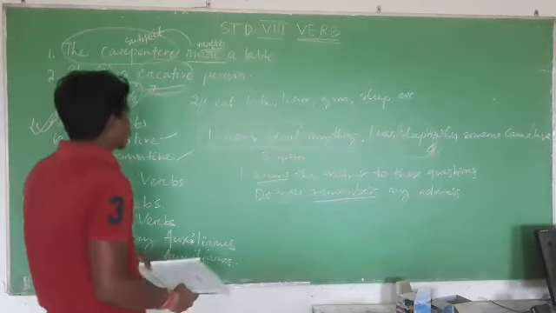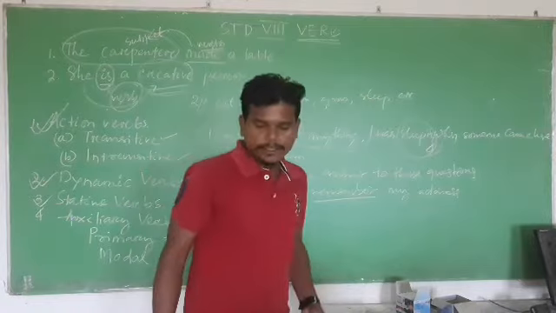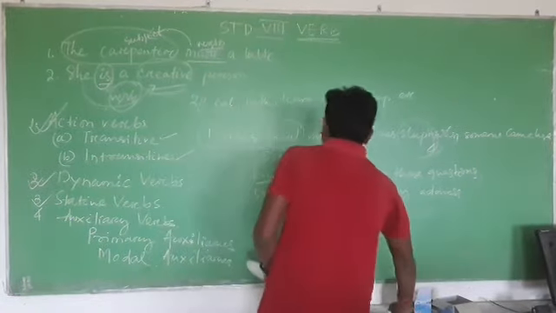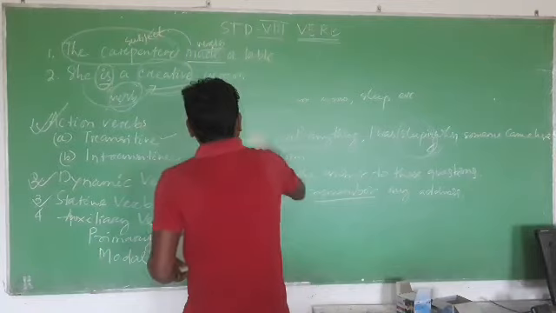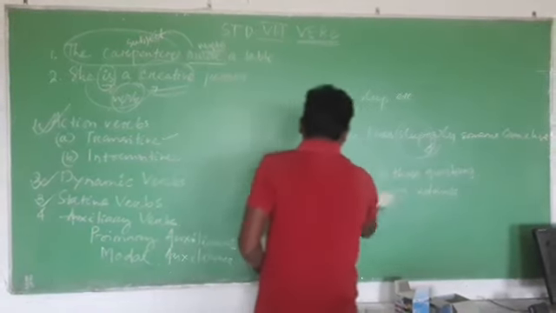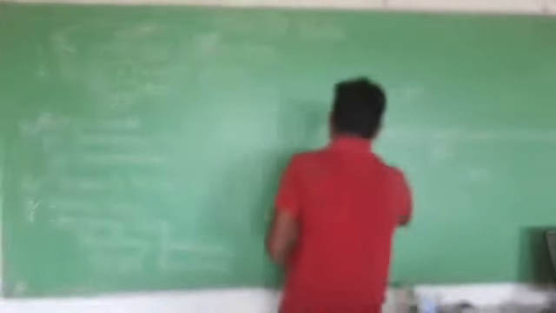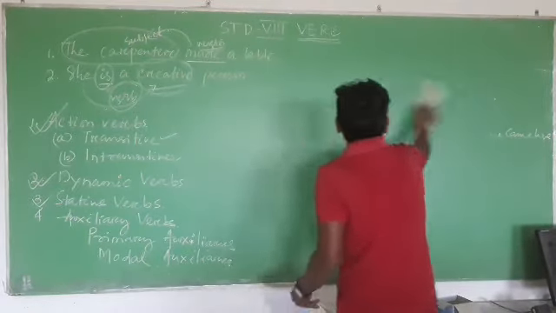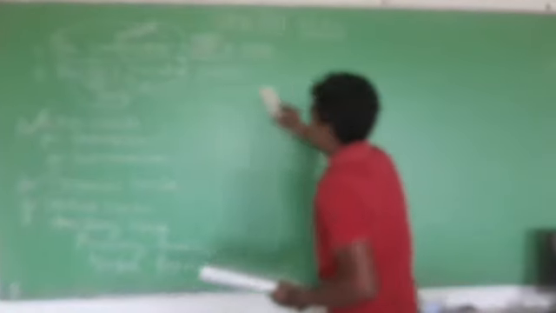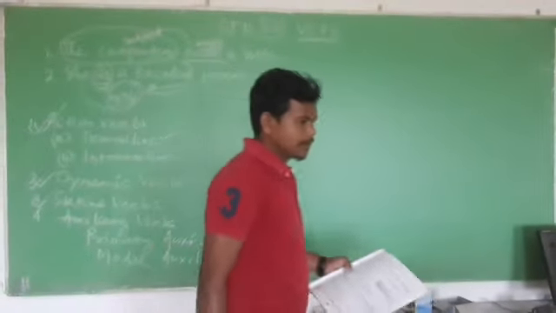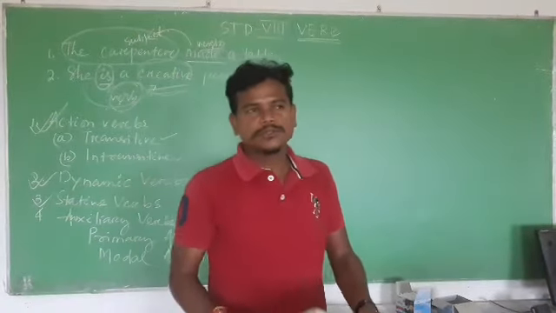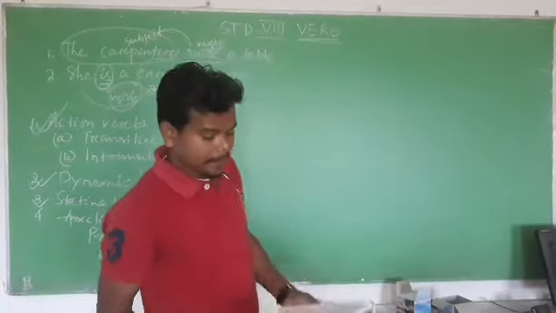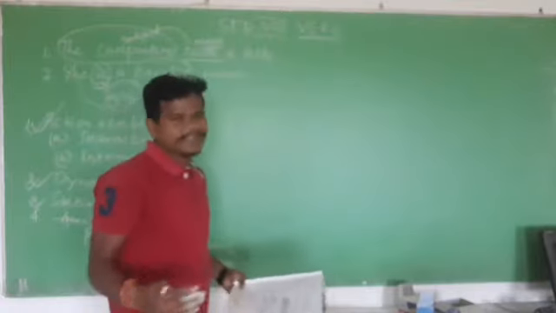Next we will see the auxiliary verb. Auxiliary verbs are always used with the main verb. You know that, right? Auxiliary verbs are always used together with the main verb to show the tense of the verb or to form a negative or interrogative sentence, right?